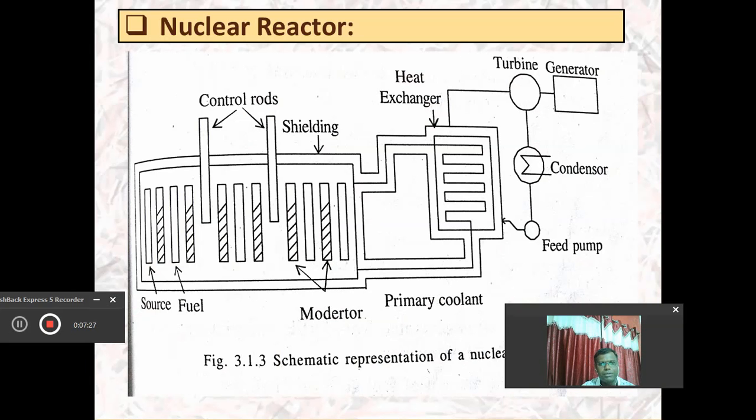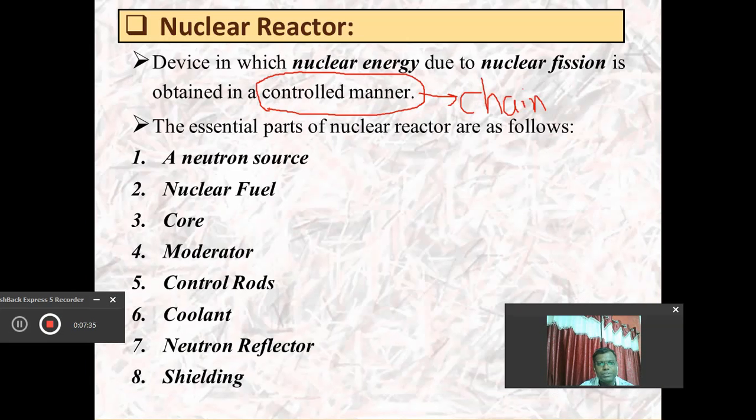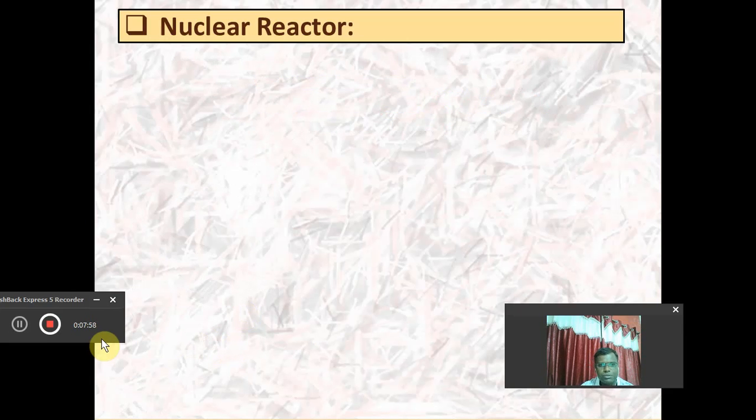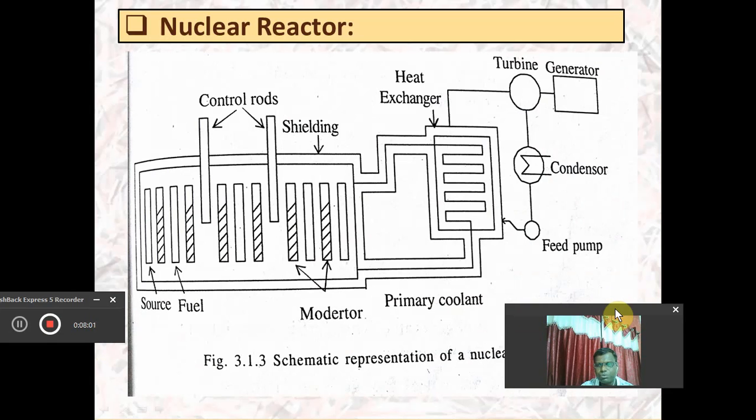The components that we discussed are called neutron source, nuclear fuel, core, moderator, control rods, coolant, neutron reflector, and the last one is the shielding. So how these are arranged or connected to one another to form this device called a nuclear reactor, that we can see with the help of this diagram here. I will try to show you this diagram.